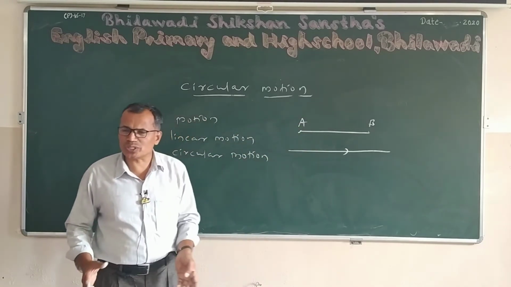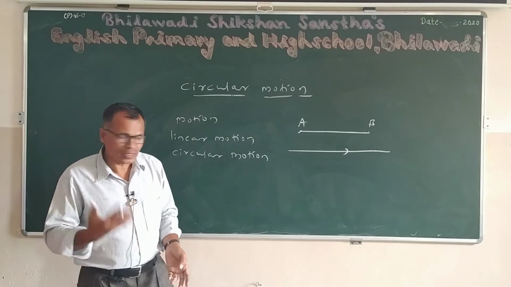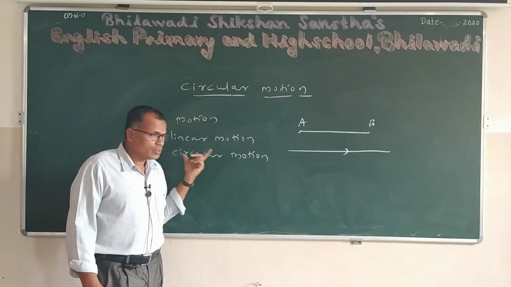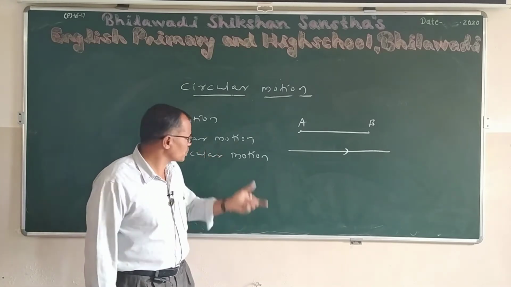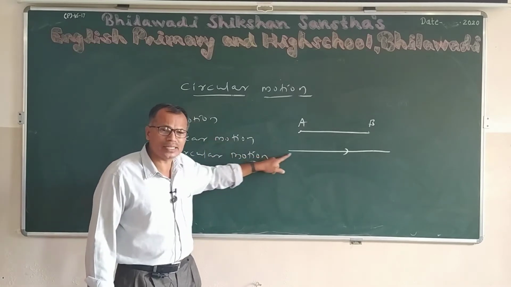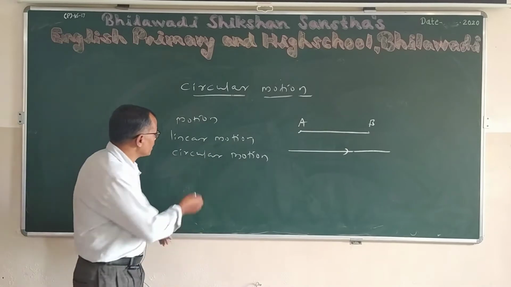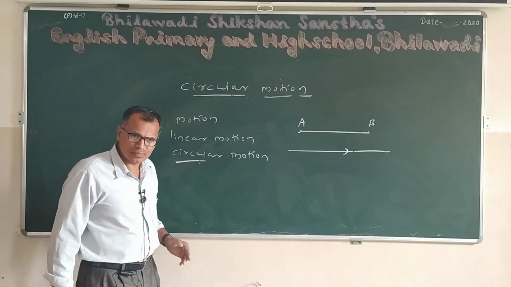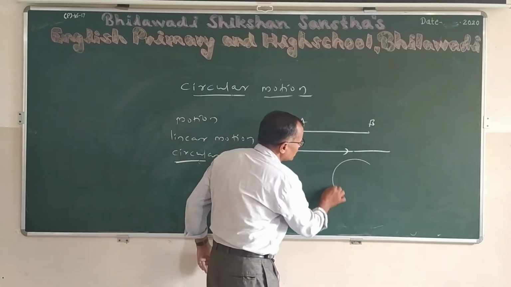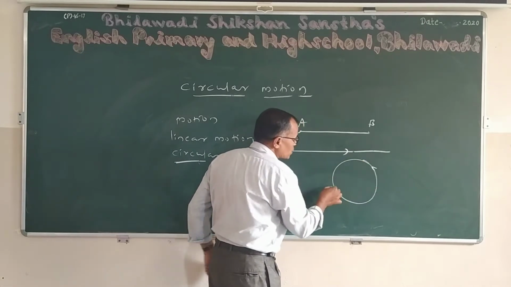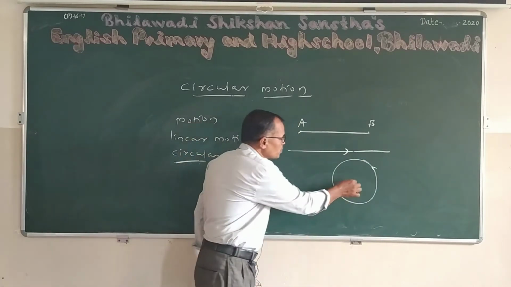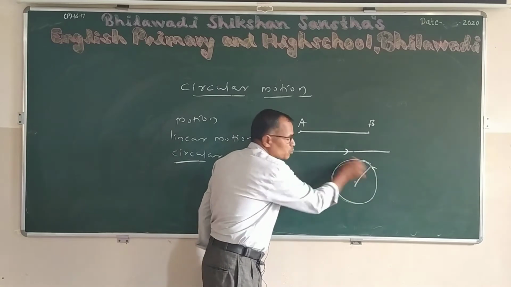Now in this year we have to see a new concept, that is called circular motion. Now what is meant by circular motion? We have seen that in case of linear motion, the particle travels along a straight line. But in case of circular motion, the particle should revolve in a circle. That is, the motion of the particle along the circumference of a circle is called a circular motion.